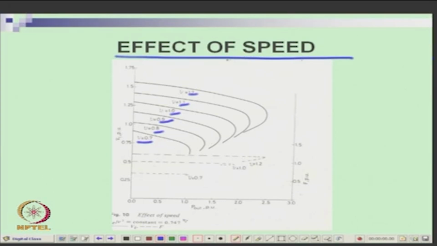So, you may have to think of different values of capacitors etc., for the different speeds, right. So, you require suitable controllers. So, we should think of how to do it. Okay. This is the frequency variation.